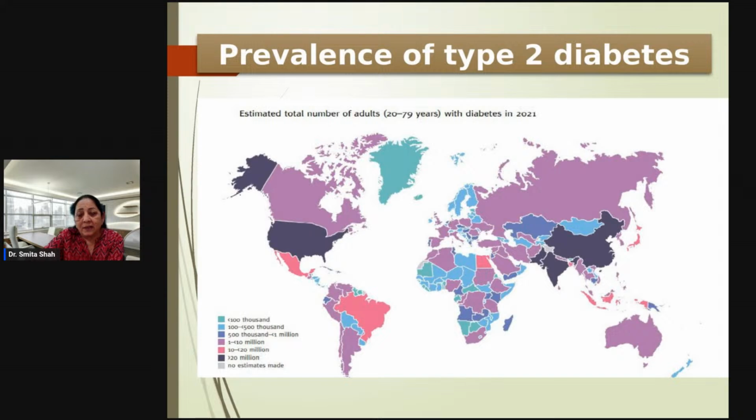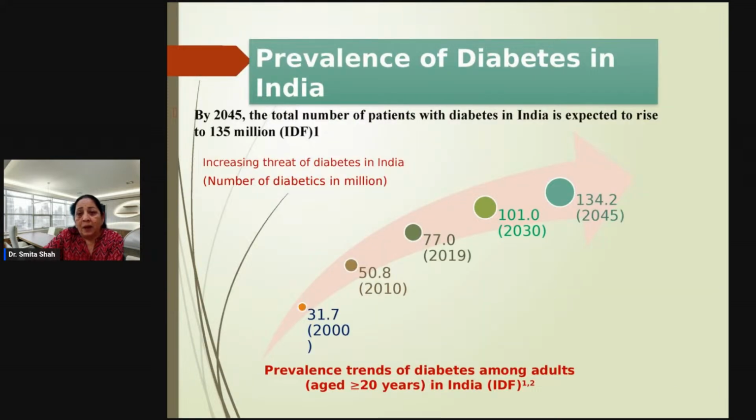So it is increasing day by day. Now, this is the prevalence of diabetes in India, from the IDF Atlas. In their prediction for 2030, 101 million people would be diabetic in India, but as per 2023 we already have 101 million people with diabetes, and the forecast for 2045 is 134.2 million people. So the prevalence trend is very high in India also.